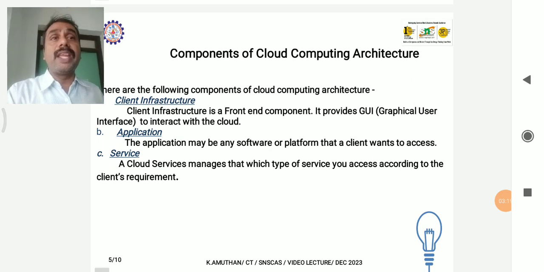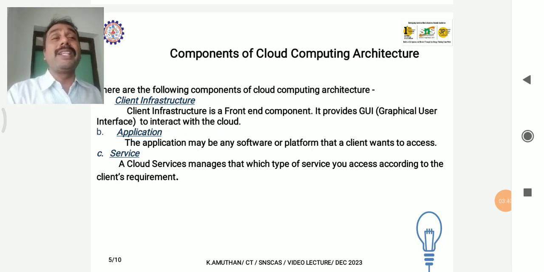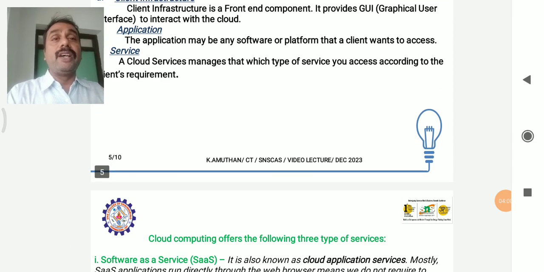So what are the components of cloud computing architecture? There are the following components: client infrastructure, application and service. The application may be software or a platform. The service is the cloud service, which manages which type of service you access. The client infrastructure is a front-end component, that means a GUI, graphical user interface, which is used to interact with the cloud. Applications may be software or platform, and service is whichever service you require.